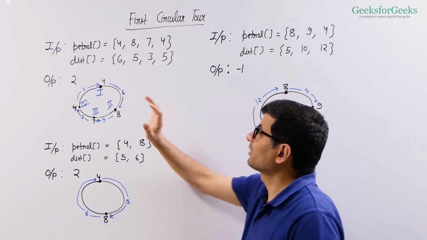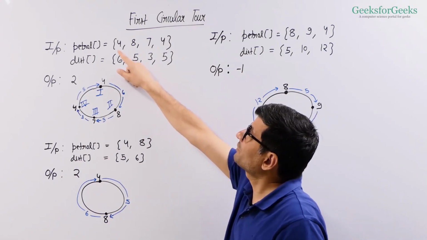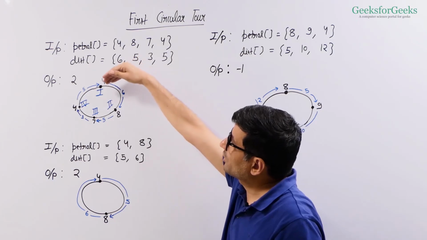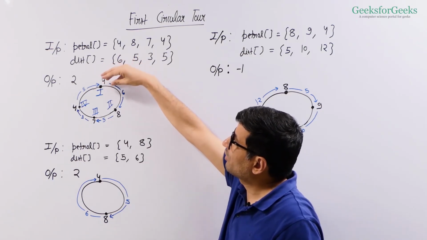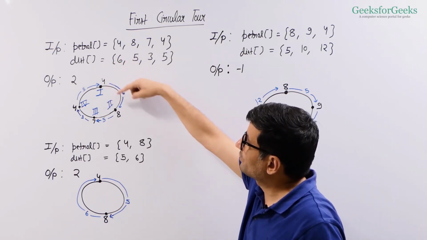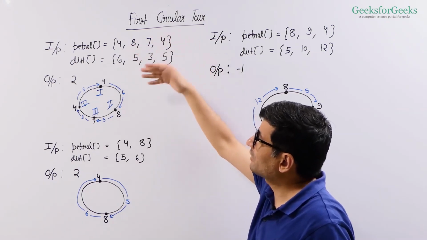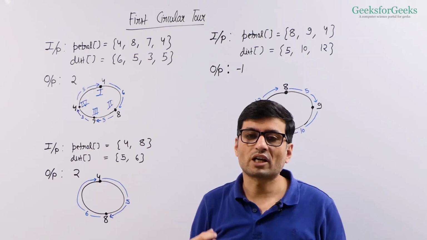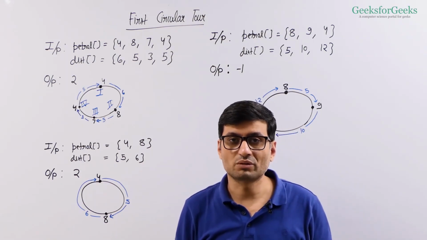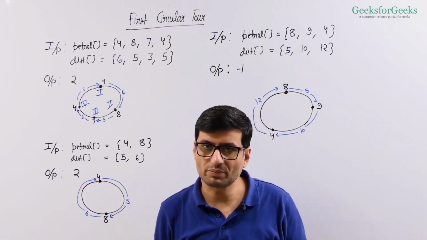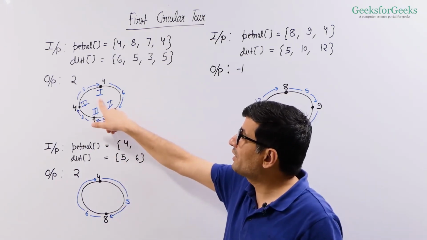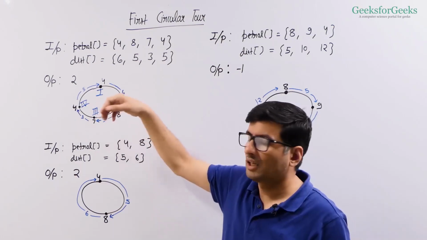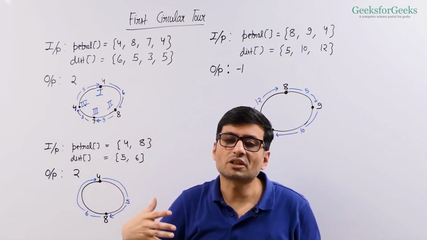Let us see this example. We have 4 petrol pumps, right? First, second, third, fourth. The first petrol pump has 4 liters or 4 units of petrol, and the distance from first to second is 6. So all these values are shown here in this circle. Now let us one by one try beginning from every petrol pump, because we need to find the first such petrol pump.